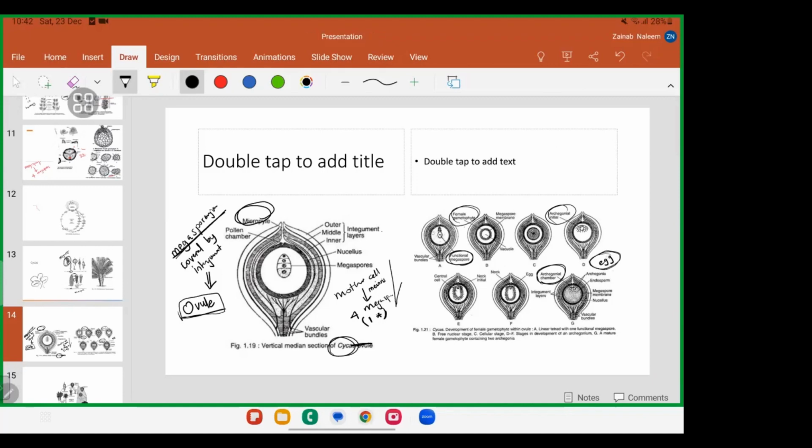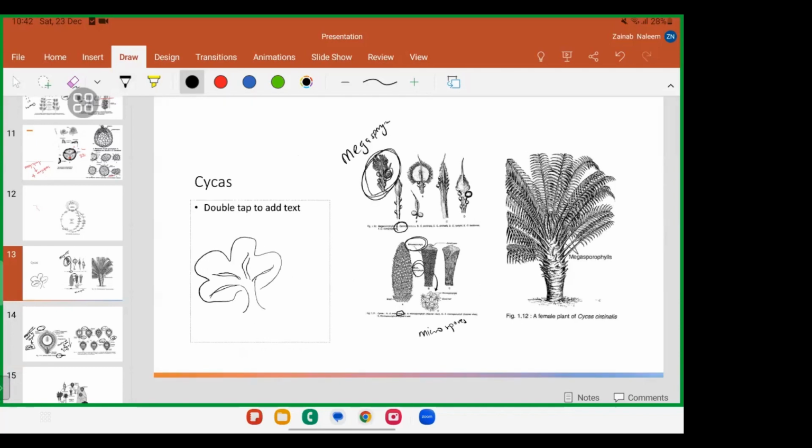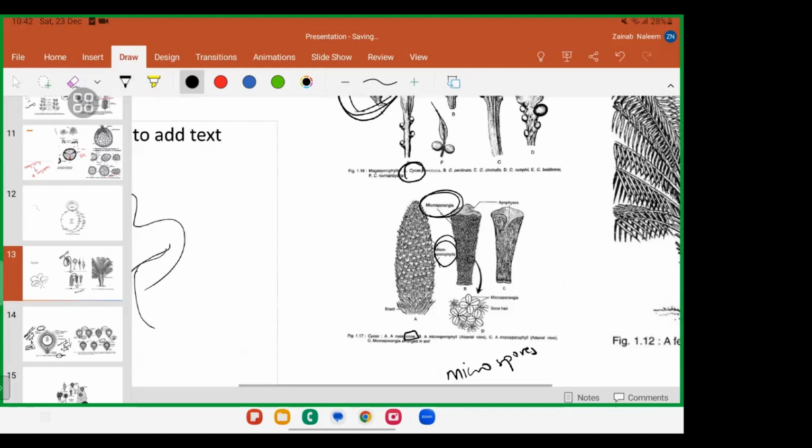Now we'll move to the male part. What happens in the male plant? The male plants produce a cone. This is the cone, okay, with microsporophylls, which consist of microsporangia. The same story as Selaginella, but here it is a cone. In the cone, you can see small tiny projections called the microsporophylls, which are basically leaves, but reduced here. So within the microsporophylls, you have the microsporangia, on the lower surface.